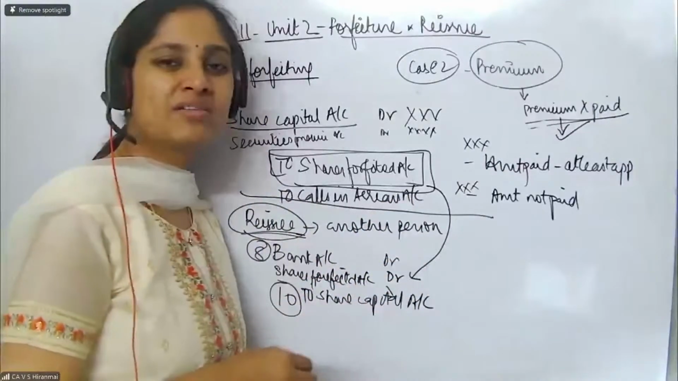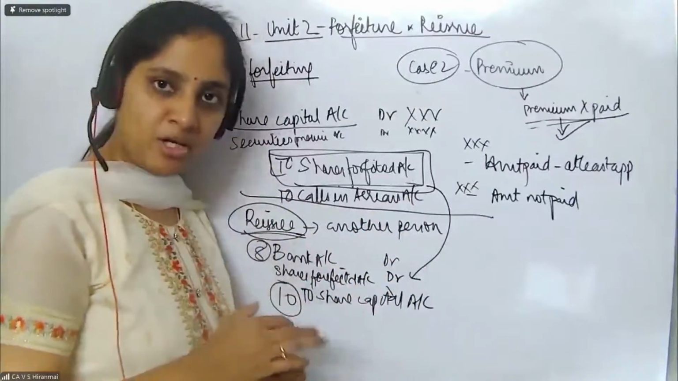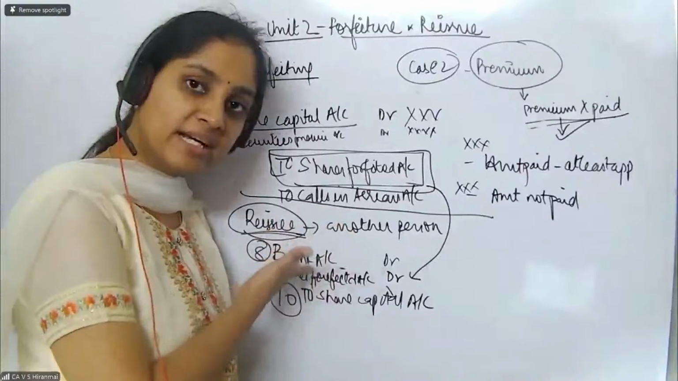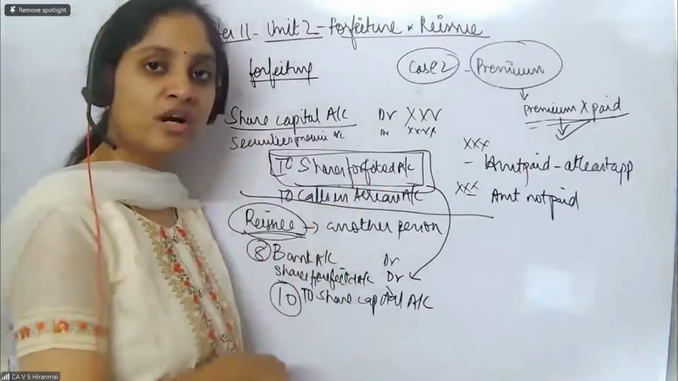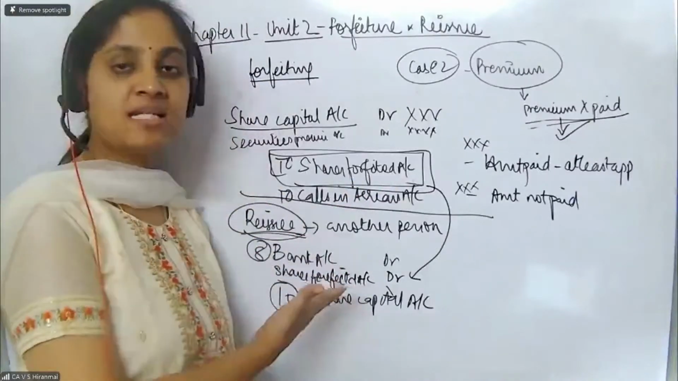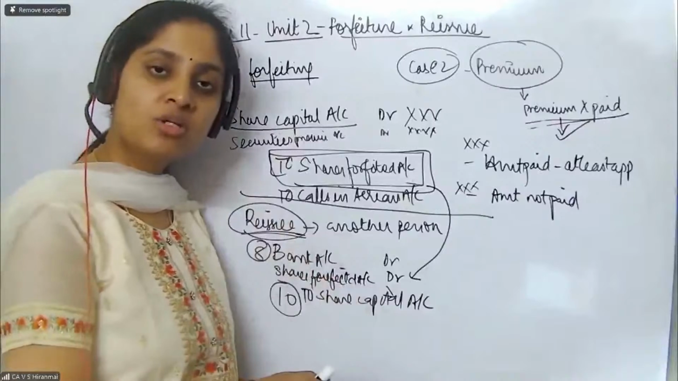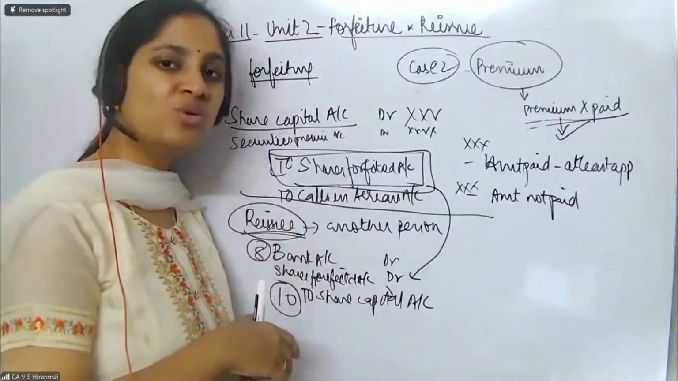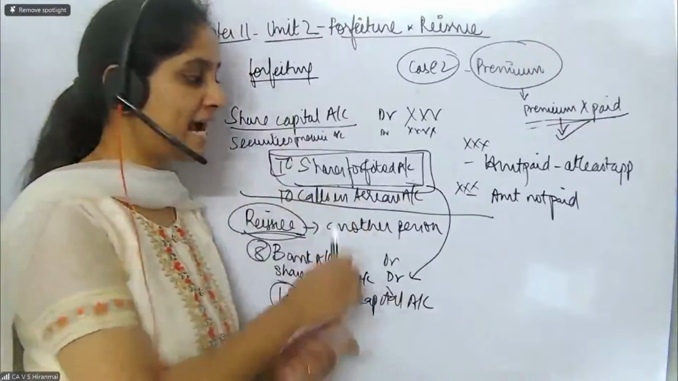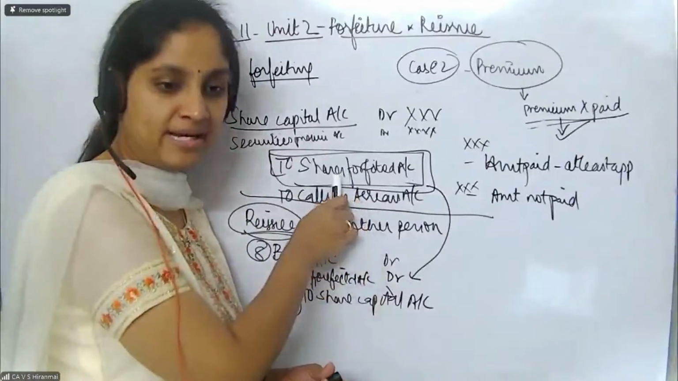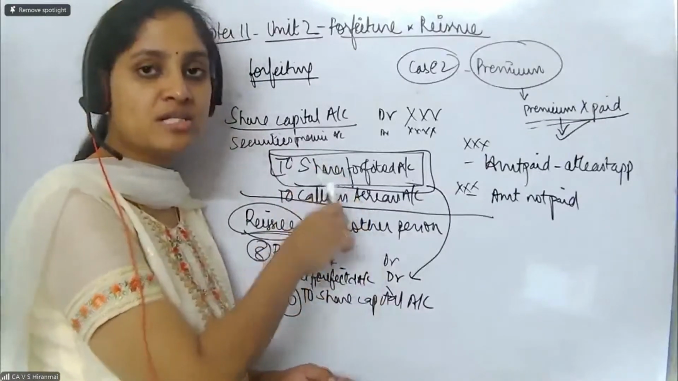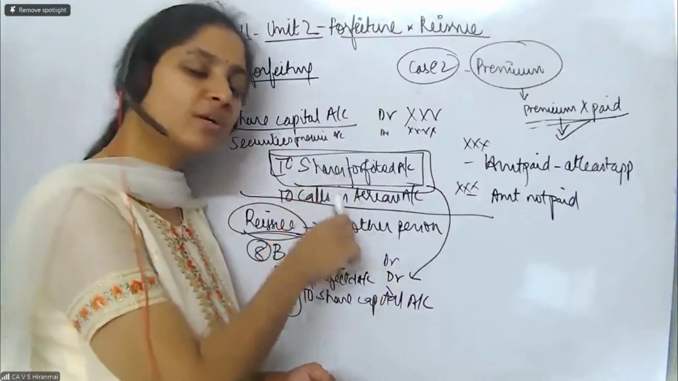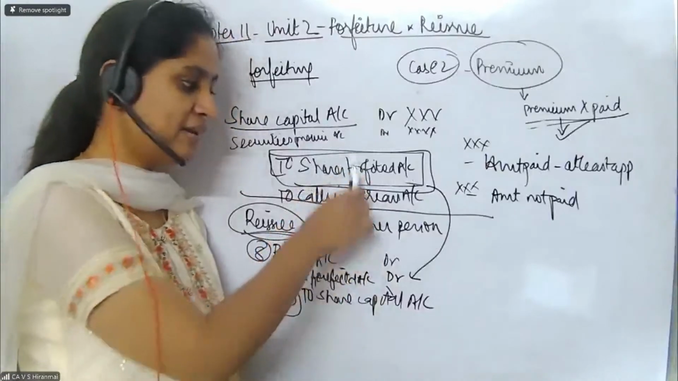Why, madam, are you taking from shares forfeited? Simple logic. Because of whom has this entire thing happened? Because of the defaulting person. So when that person has defaulted, should he not make good the loss? Now, does he have money to give you? No. But whatever amount he had paid, I have shown under shares forfeited account. So now what I will do is take the money from that for my loss.